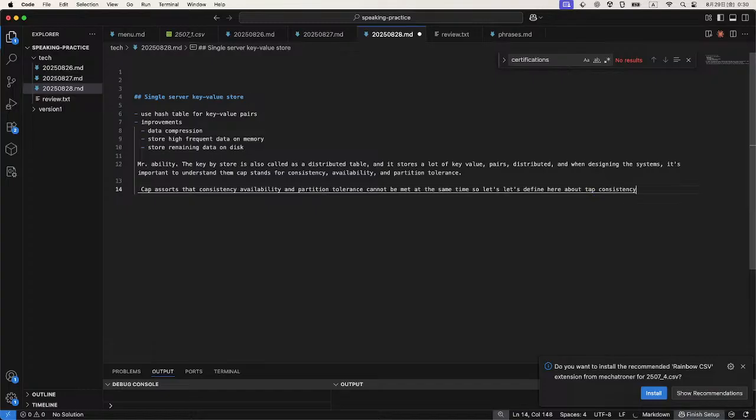Consistency: all clients can look up the same data, whichever node the client connects to.